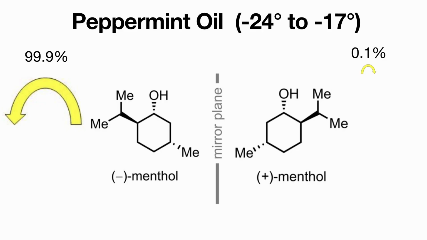In this case, peppermint oil, the polarized light enters the minus menthol, which predominates in peppermint essential oil, and produces this huge shift to the left, where 99.9% of it is minus menthol. Whereas the plus menthol is only in there at about 0.1%, and so when polarized light hits that, it produces a very small shift to the right. So you put those two shifts together and it's predominantly to the left. And so you have -24 degrees to -17 degrees as the range for peppermint essential oil optical rotation.